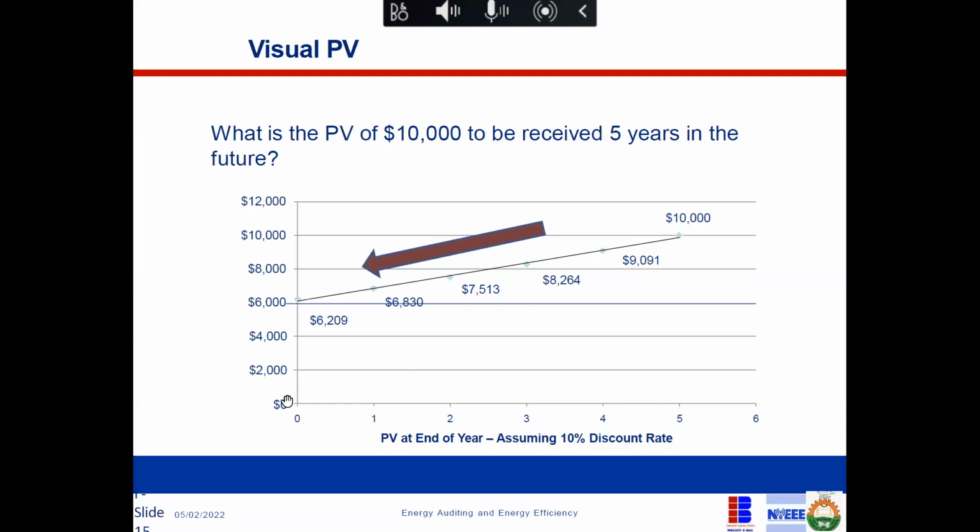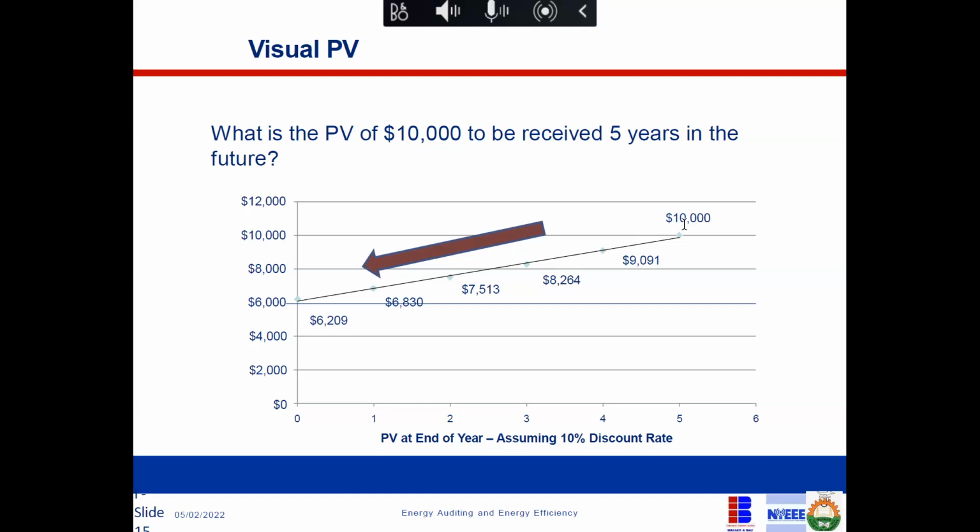At year 0, I invested 6,000 naira. What will be the amount at year 5 at an interest of 10%? The amount will be 10,000. So if I invest 6,000 naira in a bank and they are paying me 10%, in 5 years' time that amount will be 10,000.